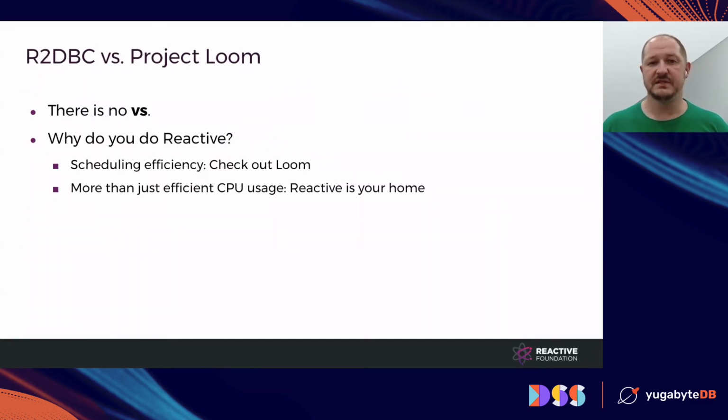And it basically boils down to the question, why do you do reactive? If it is for scheduling efficiency, then probably you want to check out Loom and remain within your imperative programming model. If it's more than just efficient CPU usage, then probably reactive is your better programming model. And that's where R2DBC is really shining.